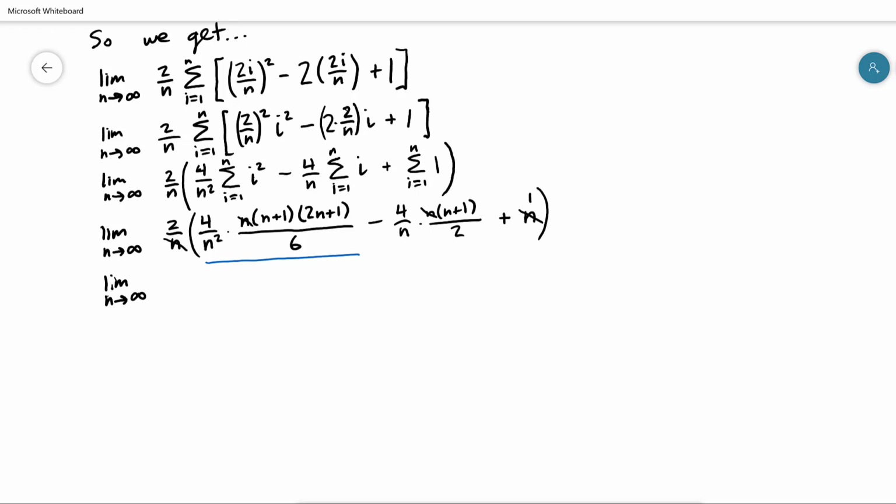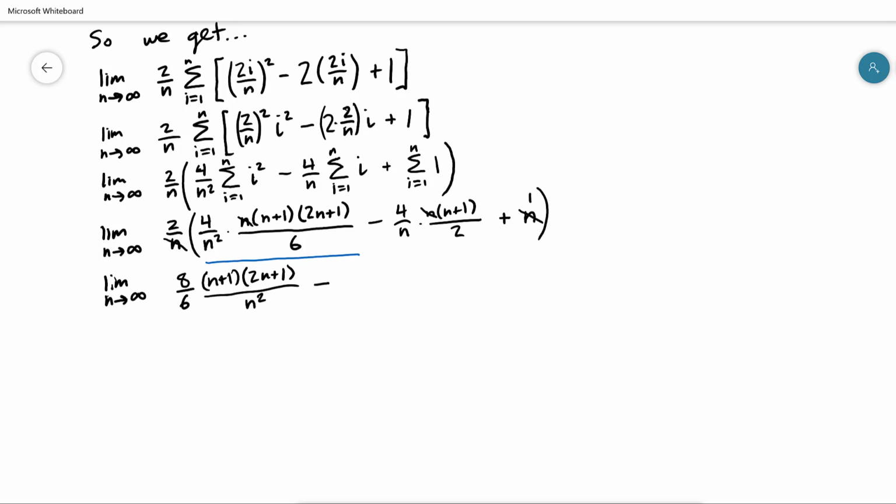Okay, when I multiply that by 2, I'm going to get an 8 in the numerator, a 6 in the denominator. I can write that as 8/6. I will have an n plus 1 in the numerator and a 2n plus 1 in the numerator, and I will wind up with an n squared in the denominator. So that's that first term.